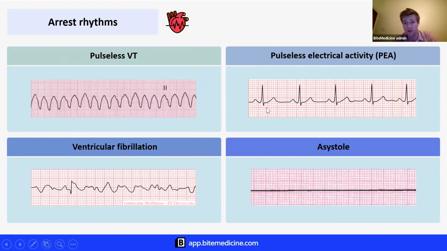Moving over to the right-hand side of the screen, we've got pulseless electrical activity, which is essentially a lovely looking ECG, but for some reason, the patient's got no cardiac output and no pulse. And then down here, the other non-shockable rhythm is asystole, which is an almost flat line. Never say flat line, it slightly deviates, as you can see here, and that's due to absolutely zero electrical activity in the heart, or very little. So that's the arrest rhythms.